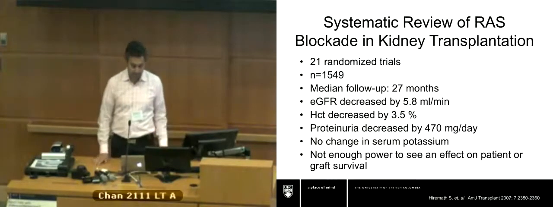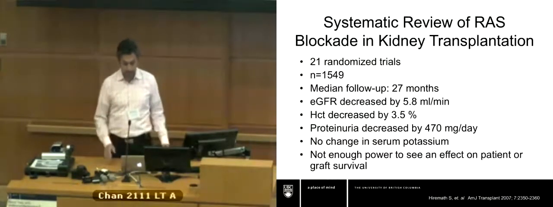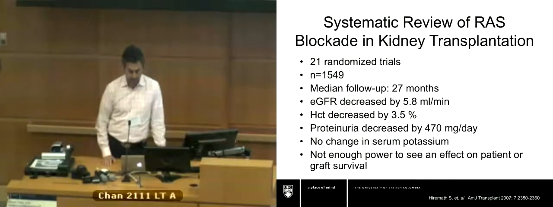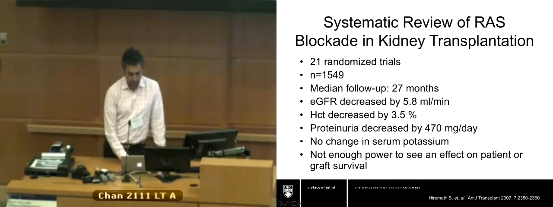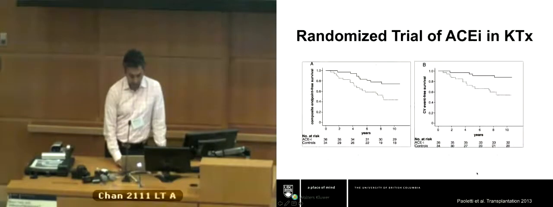Now, there has been a systematic review of randomized trials using RAS inhibition in kidney transplantation, with median follow-up of 27 months. This was published in 2007. What they showed was that using ACE inhibitors or angiotensin receptor blockers, the GFR goes down a little bit, which is not too surprising, of course. Hematocrit decreases, proteinuria decreases, no change in serum potassium, but not powered enough to see an effect on patient or graft survival.